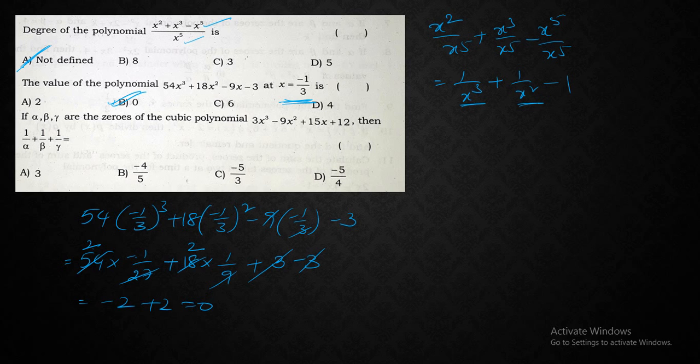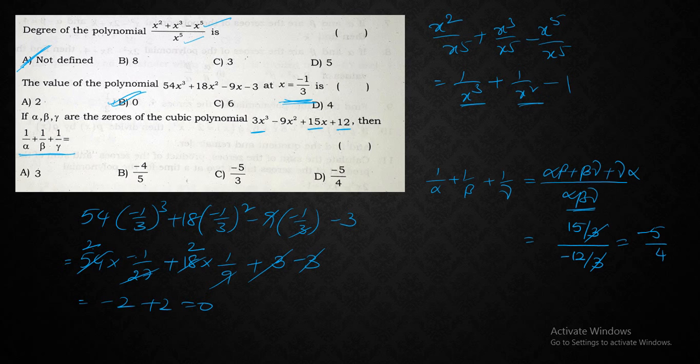So what did he ask? Same, 1 by alpha plus 1 by beta plus 1 by gamma. So already we know, no? 1 by alpha plus 1 by beta plus 1 by gamma is nothing but, when I take LCM, alpha beta plus beta gamma plus gamma alpha over alpha beta gamma. So the sum of product of zeros taken 2 at a time is nothing but x coefficient by x cube coefficient, which is nothing but 15 by 3, divided by the product of zeros, which is nothing but minus constant by x cube coefficient. So minus constant is nothing but minus 12 by x cube coefficient. So 3 gets cancelled. So minus 5 by 4. So the answer is minus 5 by 4.